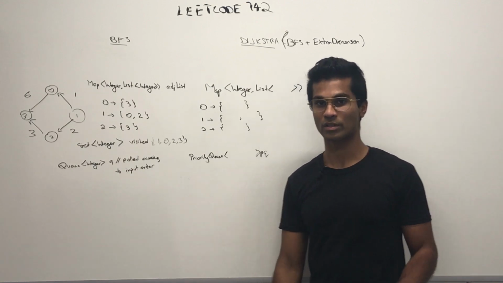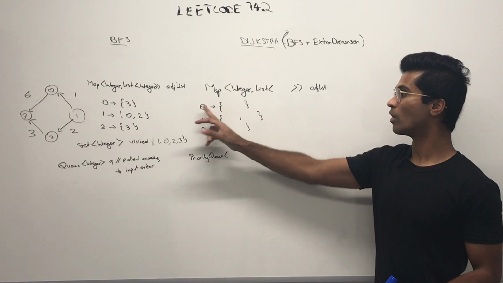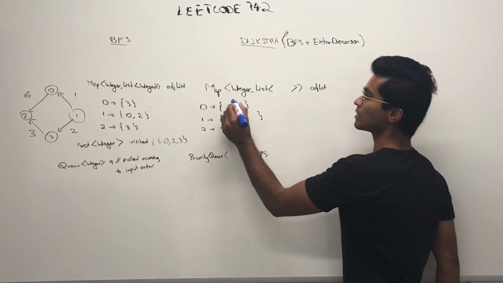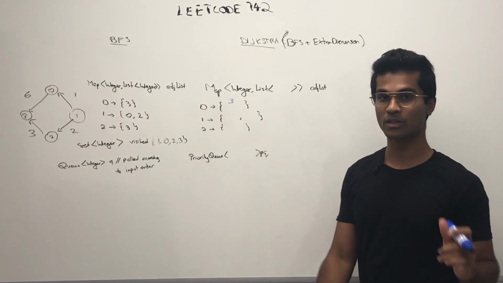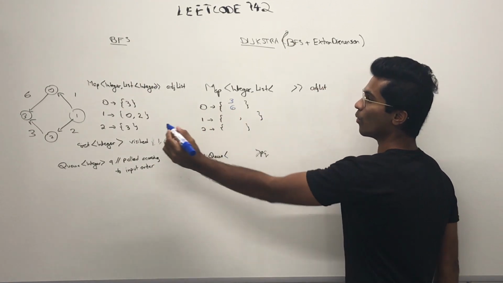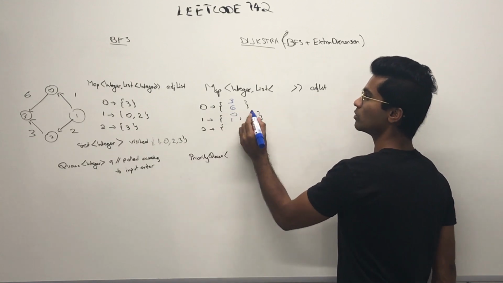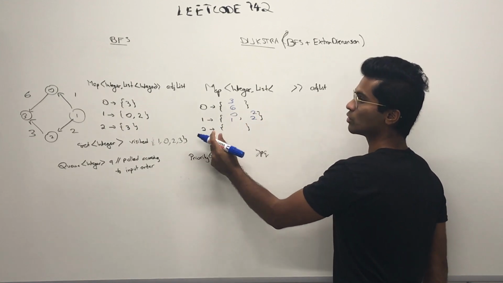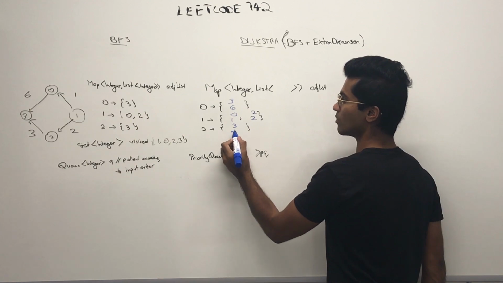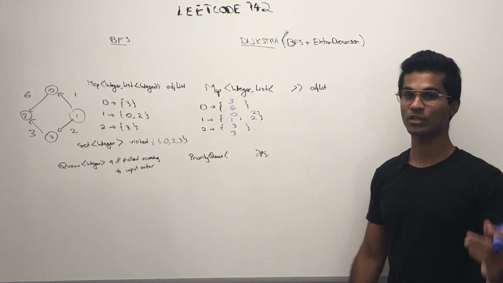Now for Dijkstra's, there's one added dimension of distance. So 0 also keeps track of 3, but we add a dimension of distance. 0 to 3 has a distance of 6. 1 to 0 has a distance of 1. 1 to 2 has a distance of 2. 2 to 3 has a distance of 3. To represent this, we're going to use an integer array.